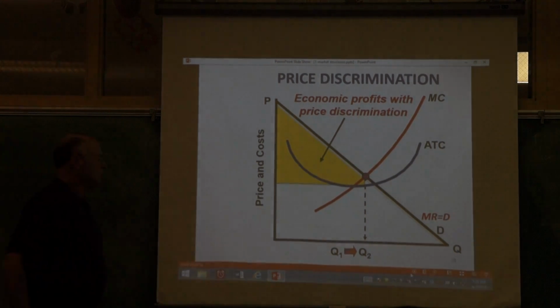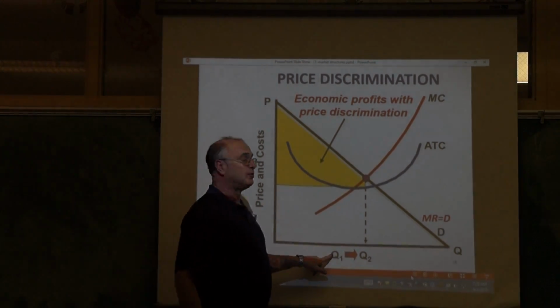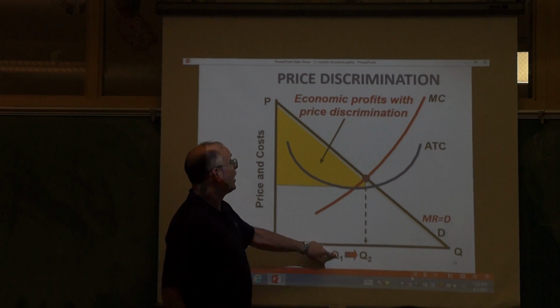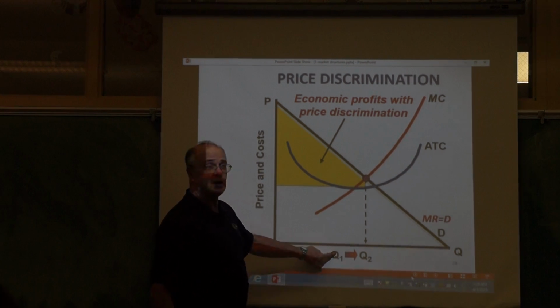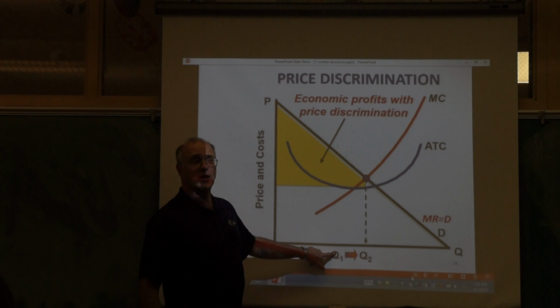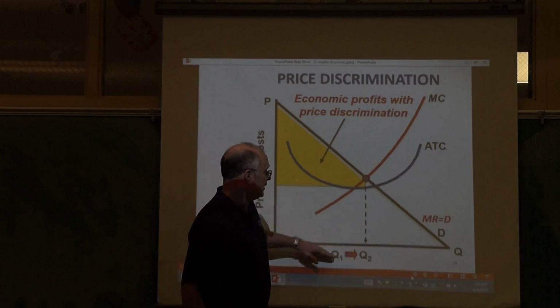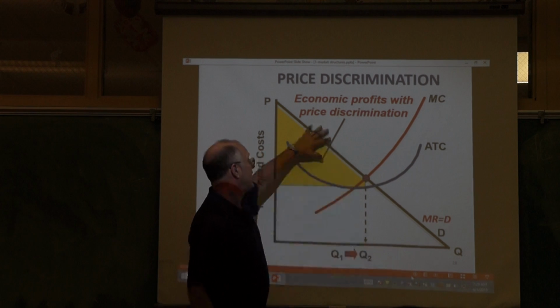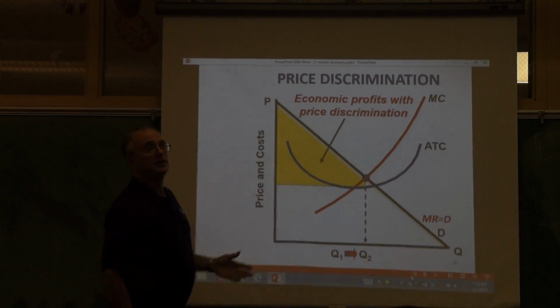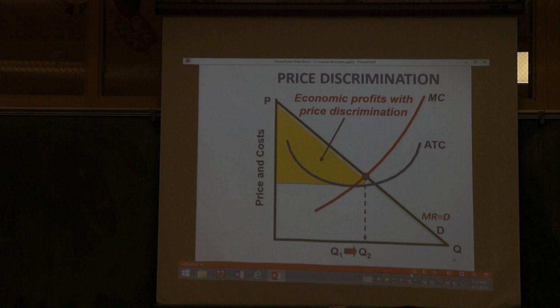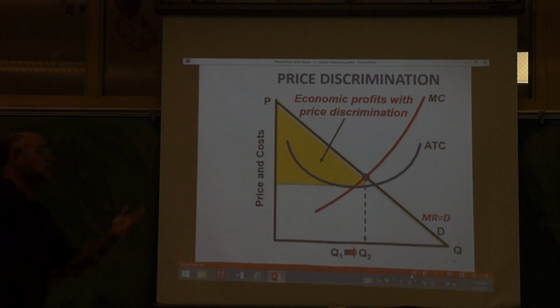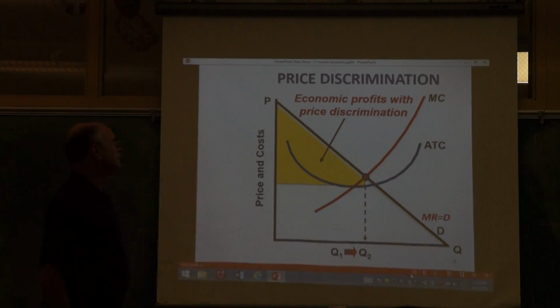Now, Q1 is here for a reason. Q1 is what this quantity would be if they were operating a regular monopoly. Notice in price discrimination, they sell more and make more. So if you can get perfect price discrimination, it's great, but it's very hard to. Then you said zero consumer surplus.